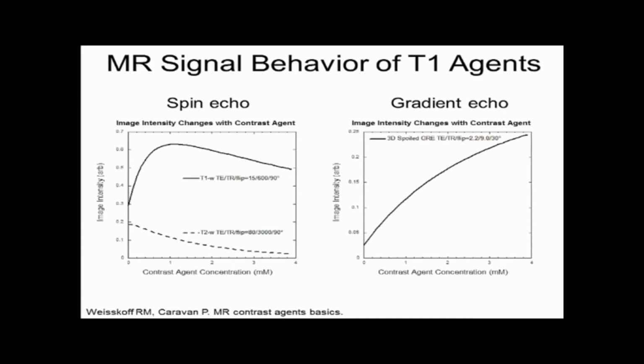However, for spin echo sequences, since we usually use longer echo times, for instance for T1 weighted maybe 15 milliseconds, for T2 weighted 80 milliseconds, we usually don't have a linear relationship. Maybe it is linear for low concentrations of contrast agents, but for higher concentrations we don't have this linear relationship anymore. So they are not really good for quantification.